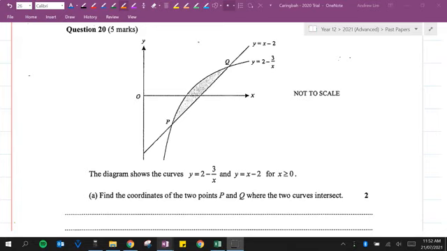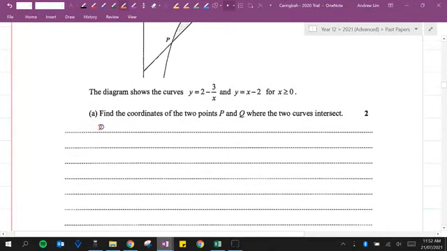Because they intersect each other, we need to make both of them equal to each other. So y equals this, y also equals that, so x minus 2 is equal to 2 minus 3 over x. I'm just going to multiply every single term by x, so we've got x squared minus 2x is equal to 2x minus 3. That helps me get rid of that denominator of x. I'm going to move everything to one side, so that leaves me with x squared minus 4x plus 3 is equal to 0.